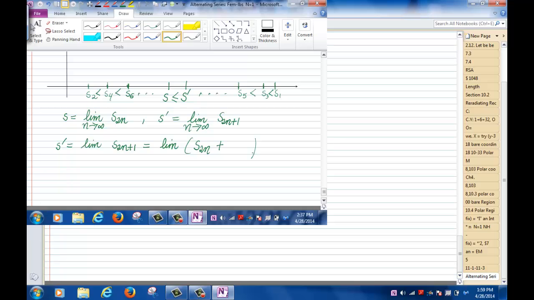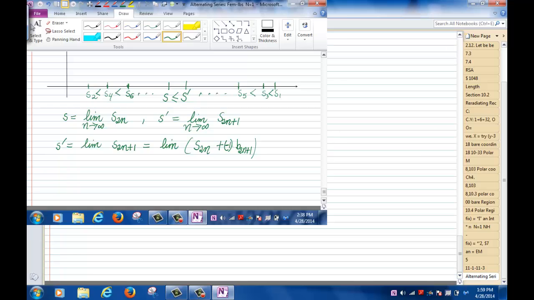S_2n is the sum of the first 2n terms. S_2n+1 is the sum of the first 2n+1 terms. So with S_2n, what should I be adding? The next term, right? The 2n+1st term. What is that? Well, the 2n+1st term is given by b_2n+1, right? However, there is a negative or positive depending on what? What would be the exponent on negative 1?